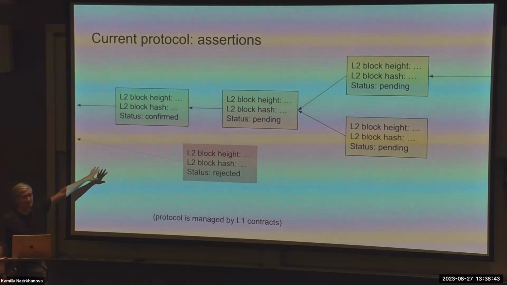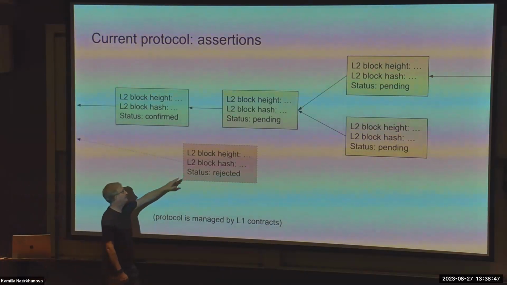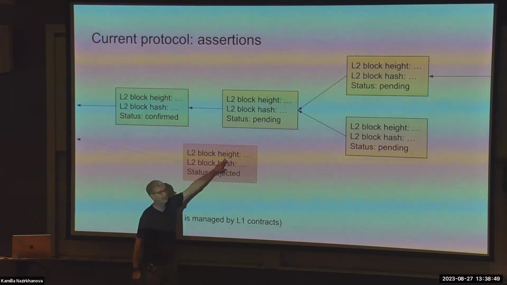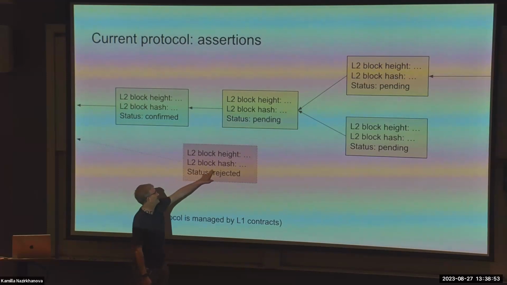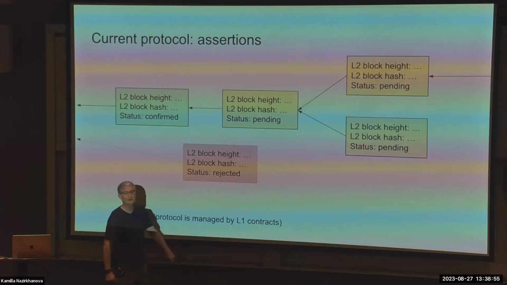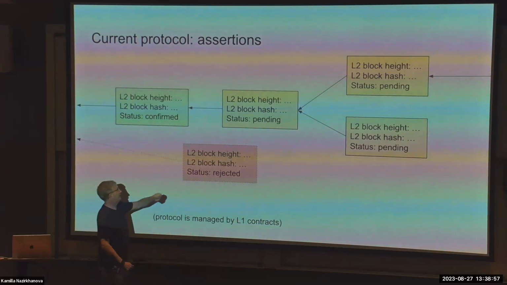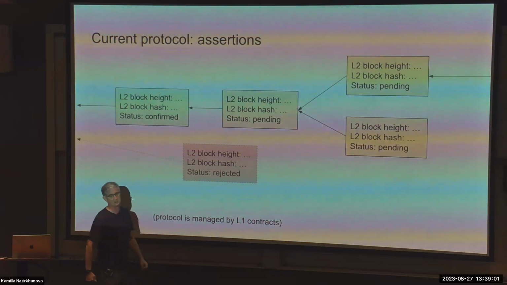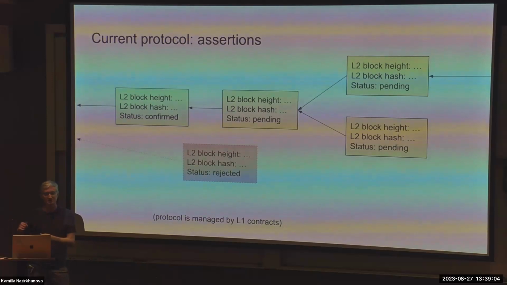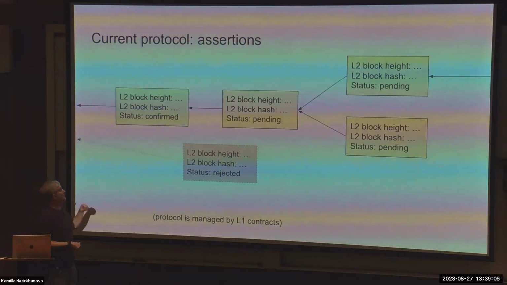Each one of these boxes represents what's called an assertion. And so an assertion is making a claim that at some L2 block height, there exists a block, and the hash of that block is something. And as well, each of these assertions has a pointer to a predecessor assertion, which must be earlier in the claimed history. And you see here the protocol in operation.